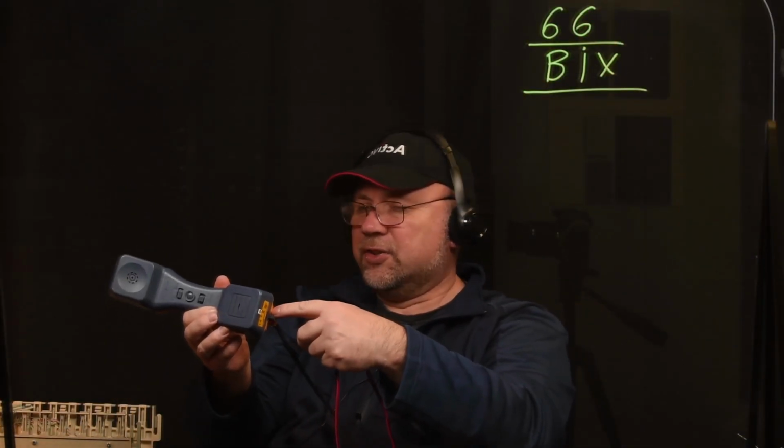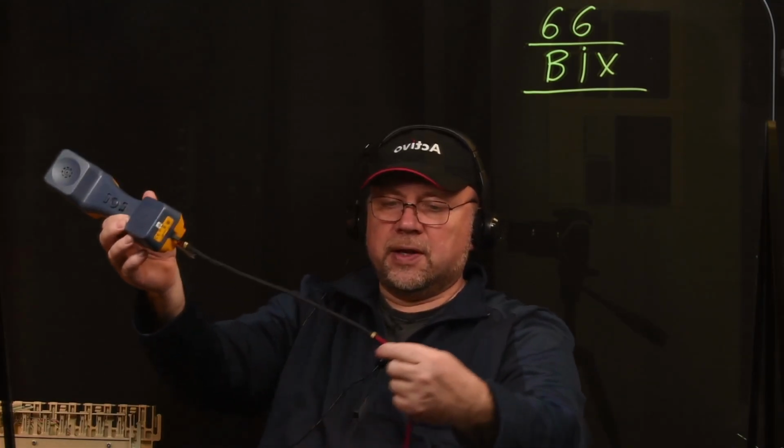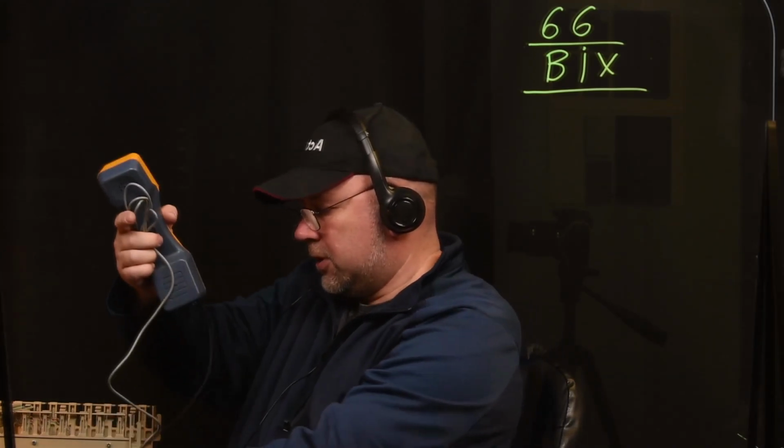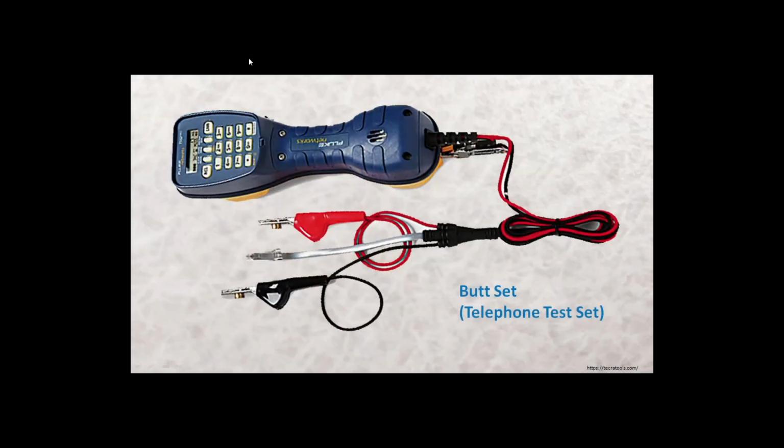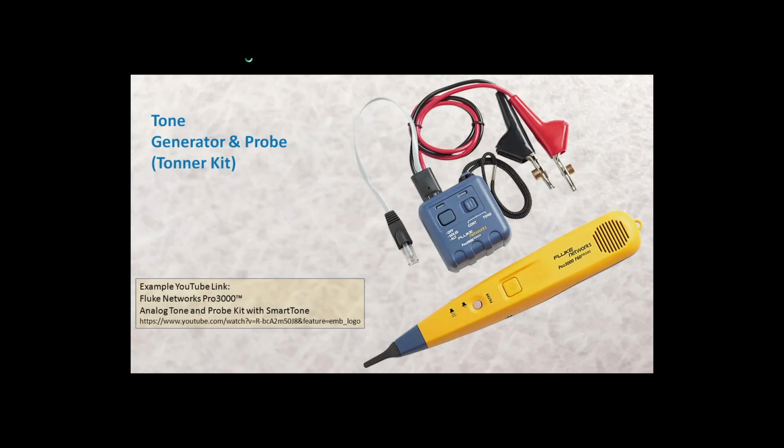Sometimes you're going to have this cable already interconnected inside, and there would be an RJ11 or RJ12 jack sticking out from the side of the cable, so you can plug in a regular telephone cord. Okay, so that's what a butt set is as far as it goes. Keep going, we're not done yet.